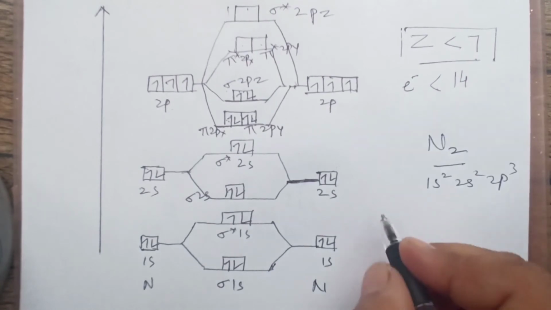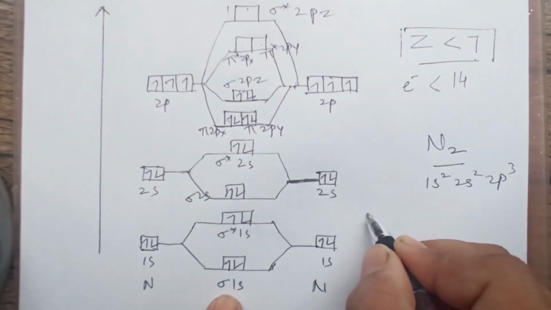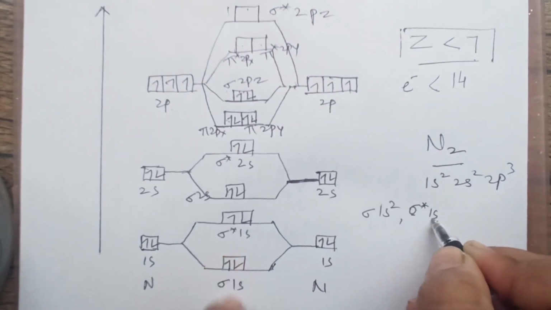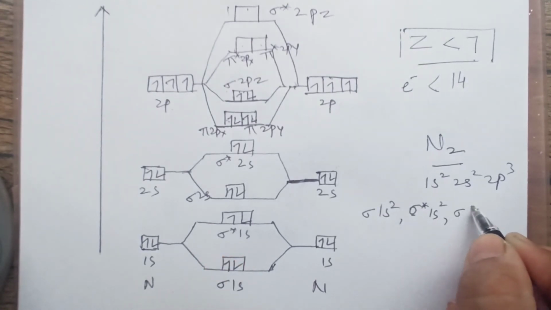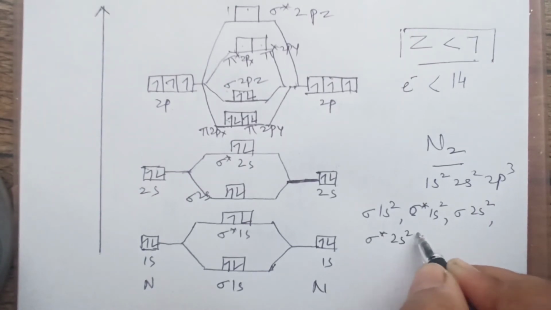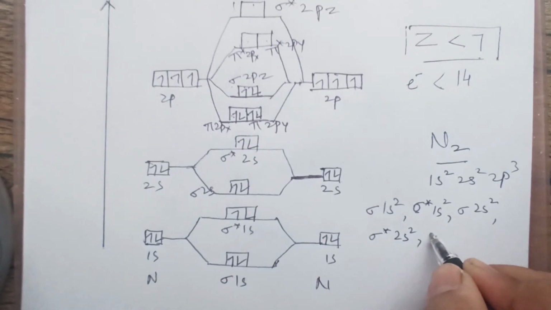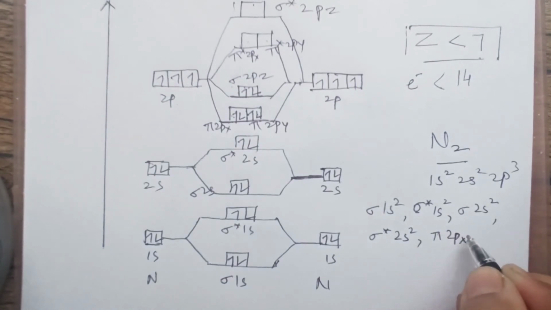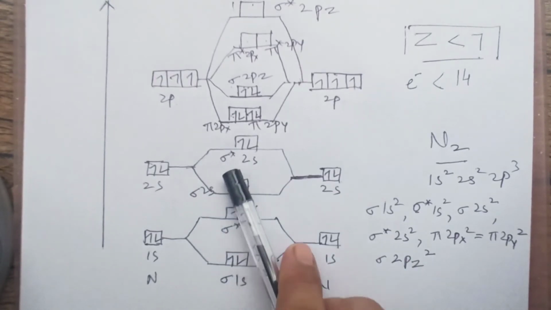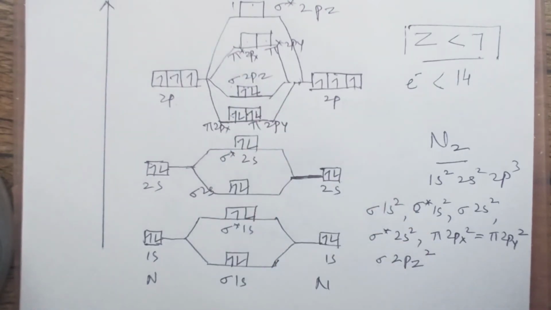So what is the configuration you will write down for the nitrogen molecule? You'll start from here: sigma 1s2, sigma star 1s2, then sigma 2s2, then sigma star 2s2. You can check here. Then you have pi 2px2 equal to pi 2py2, then sigma 2pz2. Starting from here, following Aufbau's rule, you are going to write down the configuration.